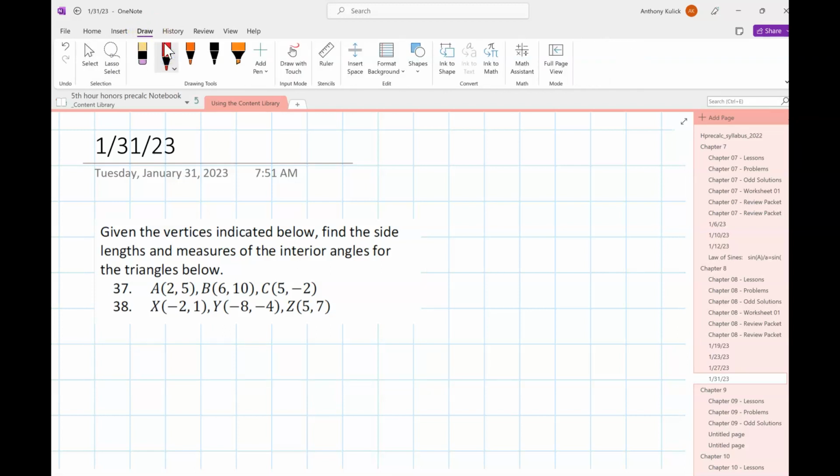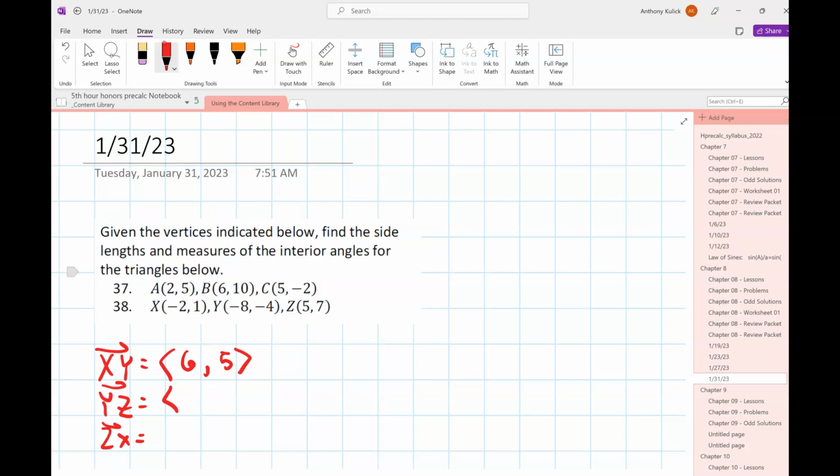So 38 says, given the vertices below, find the side lengths and measures of the interior angles for the triangles below. So what I'm going to do is start by resolving these into vectors. I have the vector XY, the vector YZ, and then the vector ZX. So XY is going to be head minus tail, and then head minus tail. YZ is going to be head.